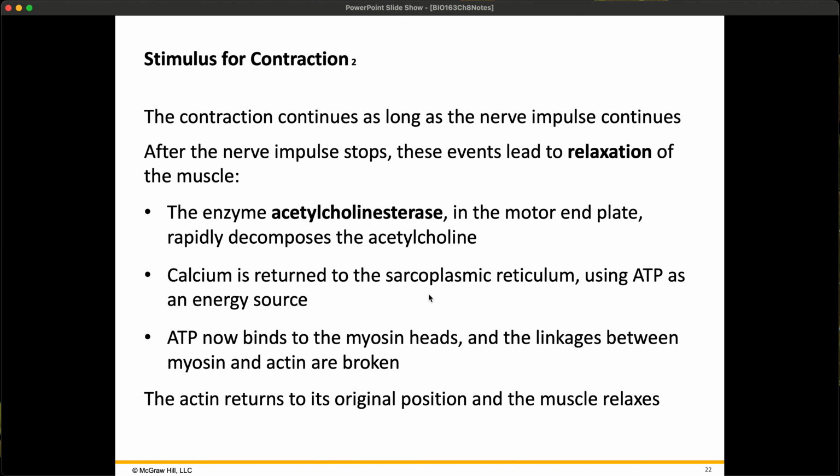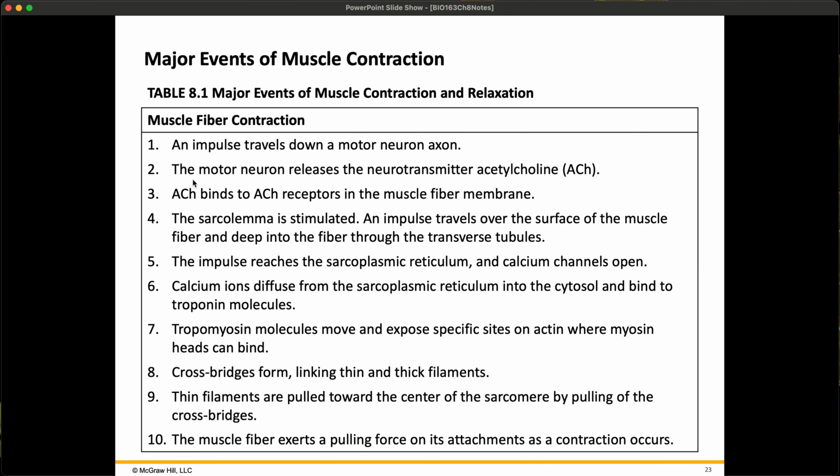Calcium is returned to the sarcoplasmic reticulum. ATP is used to pump all that calcium back into these storage tubes. And the ATP binds to the myosin heads so those linkages can be broken. Actin goes back to its original position, troponin and tropomyosin recover the binding sites, and the muscle can't contract. So here are the events listed out, if you prefer to see a list rather than a picture of it.